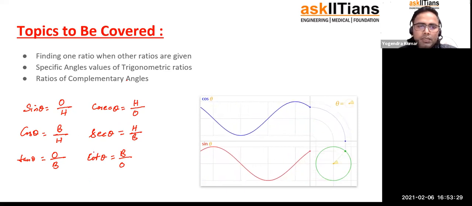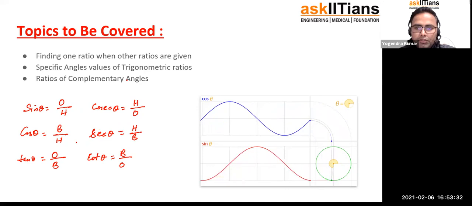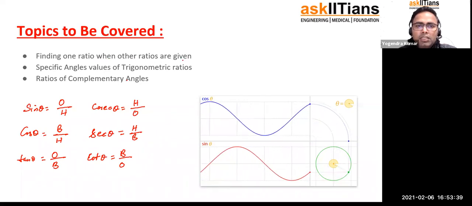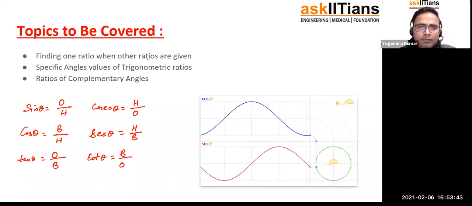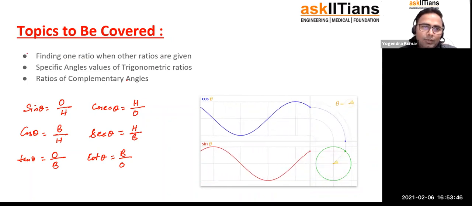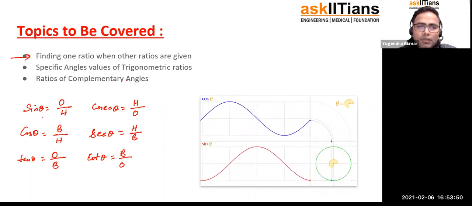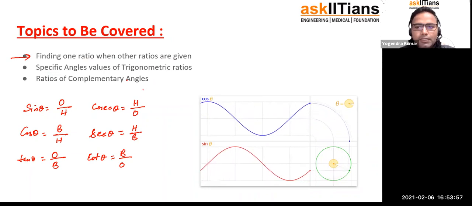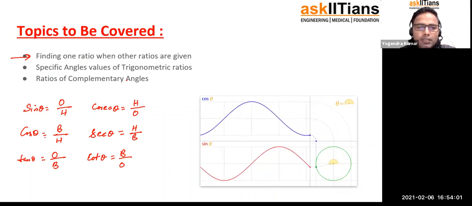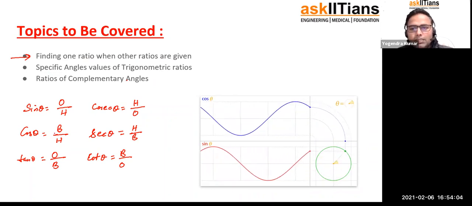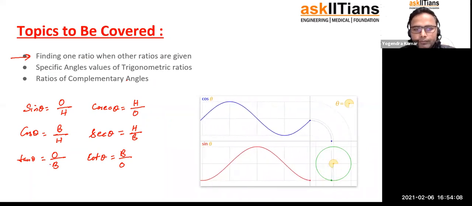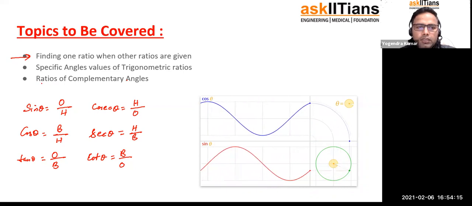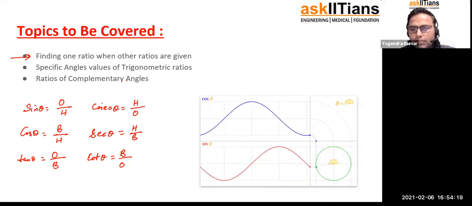You need to remember that we have these 6 trigonometric ratios, and we are going to learn more about them. So in this lecture we are going to cover finding one ratio when other ratios are given. What is the meaning of this topic? Actually, find the other ratios when one of the ratios is given. Then specific angle values for trigonometric ratios, basically standard angle values we need to figure out, like sine 30 is how much, sine 45 is how much, sine 60 is how much. That all we are going to see. Then tan for all these, we are going to see the values. After that, ratio of complementary angles we need to see. So let's get started.